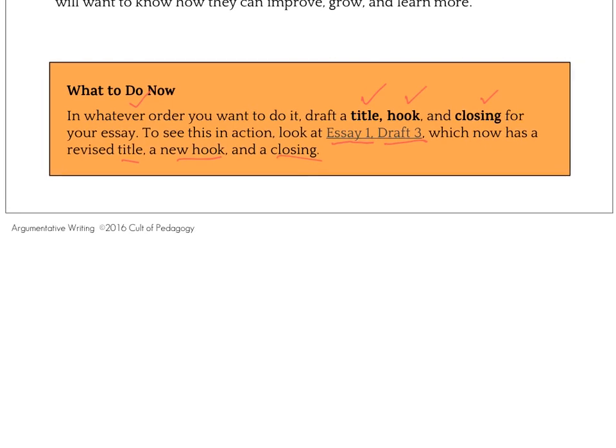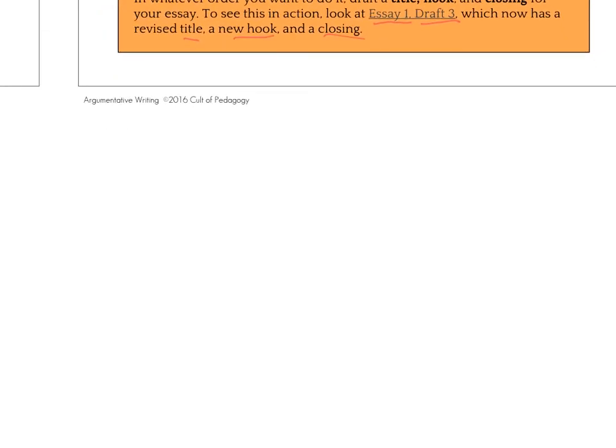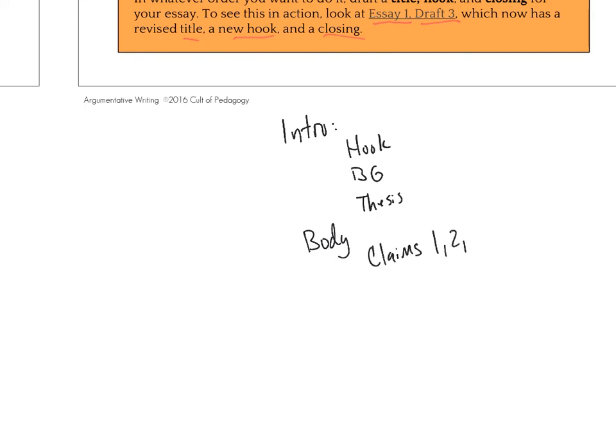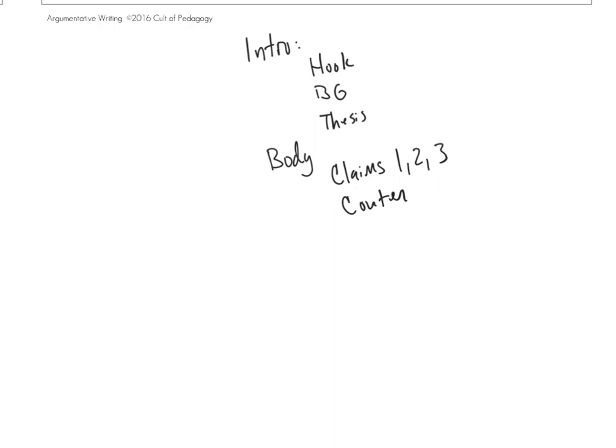So by now, let's just double check where we're at. You should have an introduction, and that should have a hook, some background knowledge, and your thesis. You should have a body that has claims 1, 2, and 3, and there should be some counter argument. There's different places where that could go. And now you're going to have a conclusion.